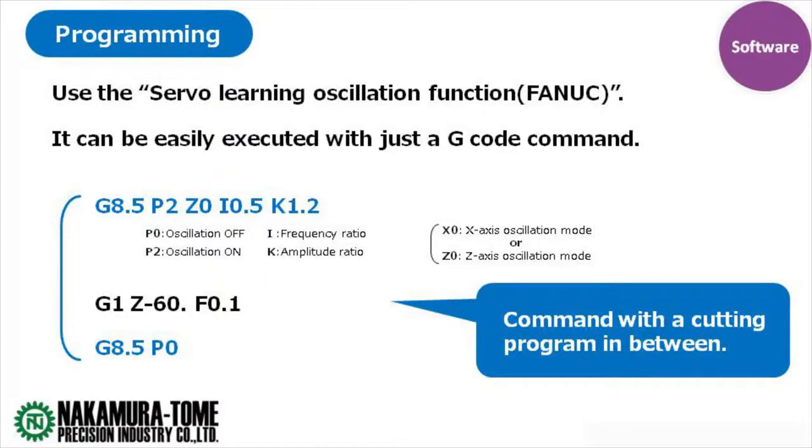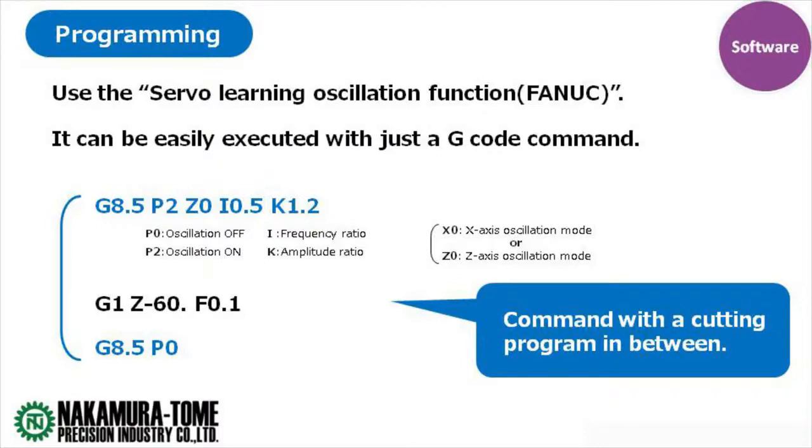Argument I is oscillation frequency ratio. It means how many times it will oscillate per rotation of the spindle. I0.5 means one oscillation per two spindle rotations. Argument K is amplitude ratio. This is the value used to determine the amount of return. For example, K1.2 and feed rate 0.1 mm per revolution means that the tool will return 0.12 mm.